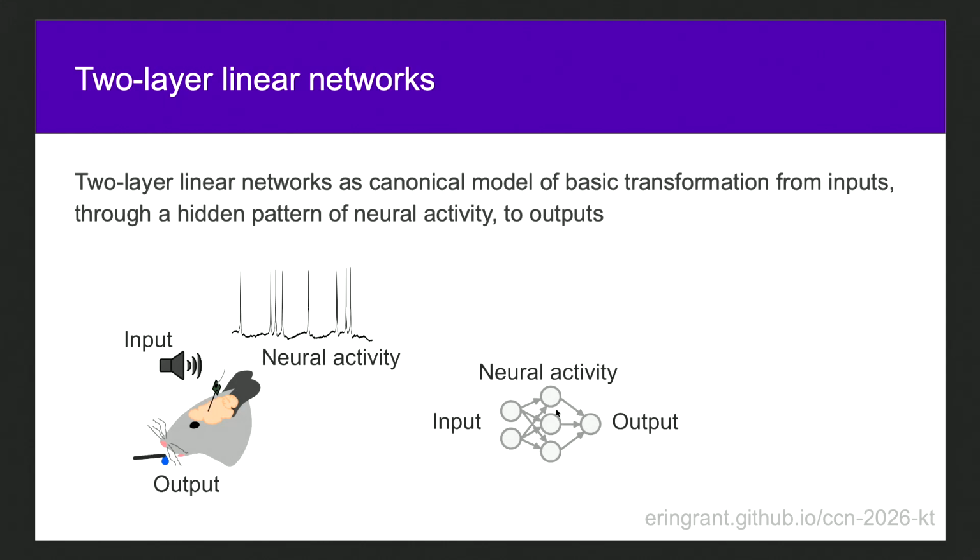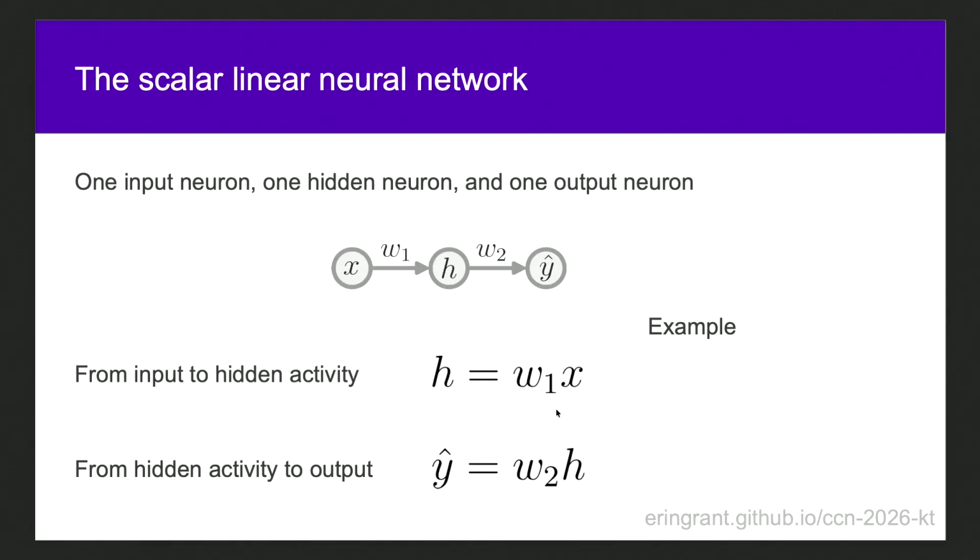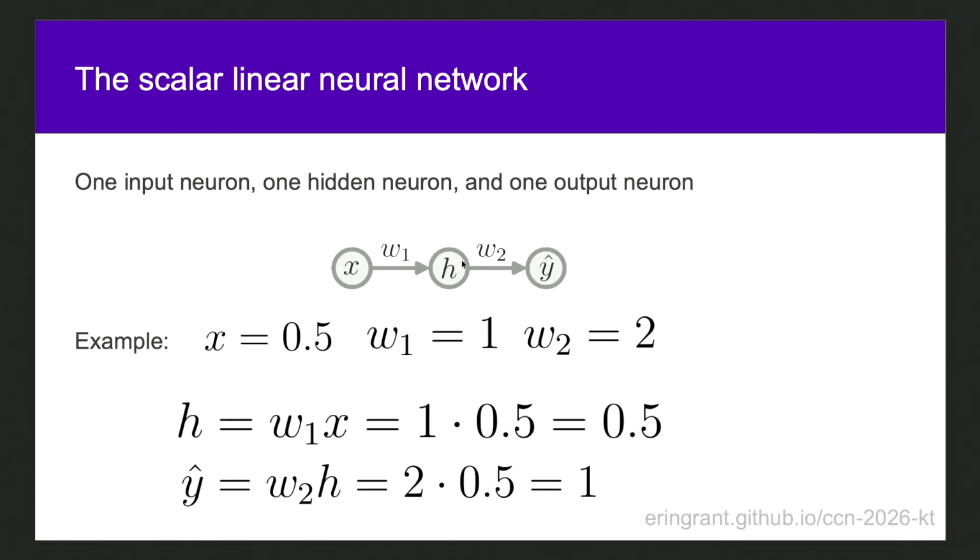So let's make it even more simple. Let's go to a network where we have one input neuron, one hidden neuron, and one output neuron. We have one input, it's just a number, a scalar. We multiply it with a weight to generate a hidden representation, which is also just a scalar. And then we multiply it again with a second weight to generate the output. So from input, x times w1 gives the hidden representation, and from hidden activity, the output is h times w2. So this is literally just multiplication. Super simple.